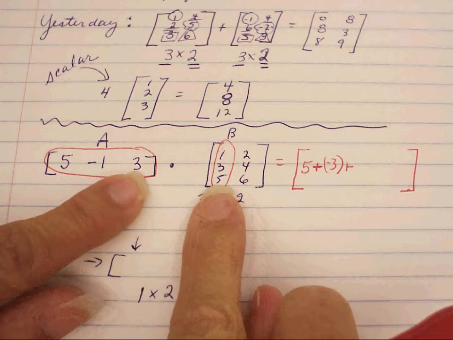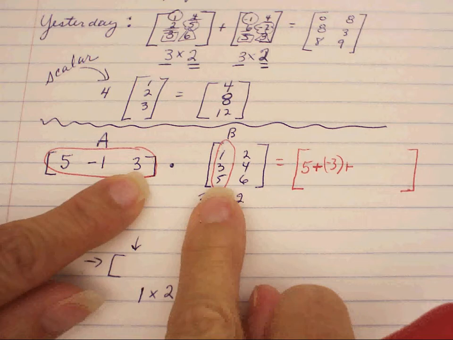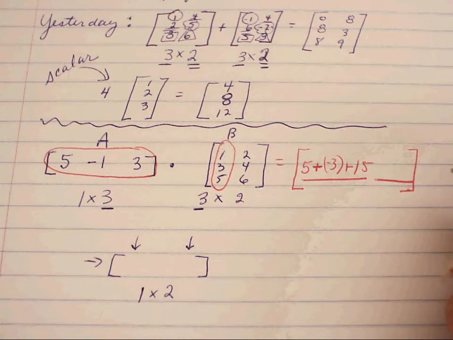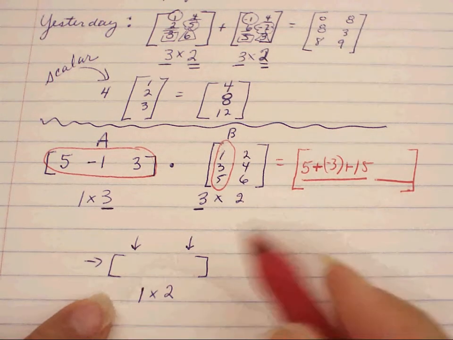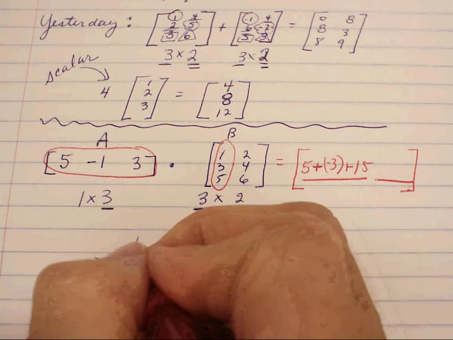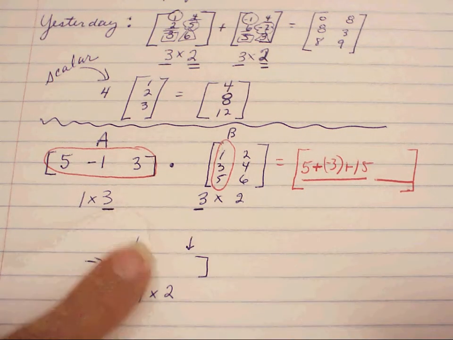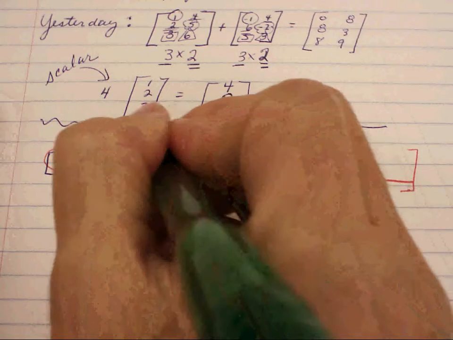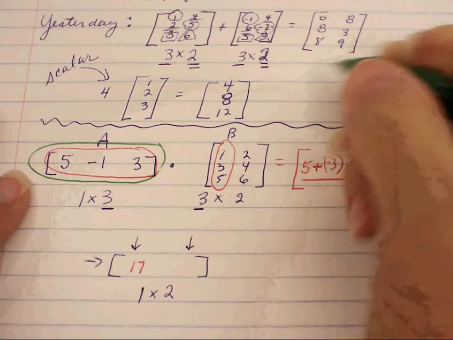Good, -3. Then we're going to add that answer to the last element in the matrix and the last element in this column. 3 times 5 is what? So I have this little math problem to work, and the answer goes here. So 5 minus 3 is 2, plus 15 is 17. So I now have my first column in my answer matrix.